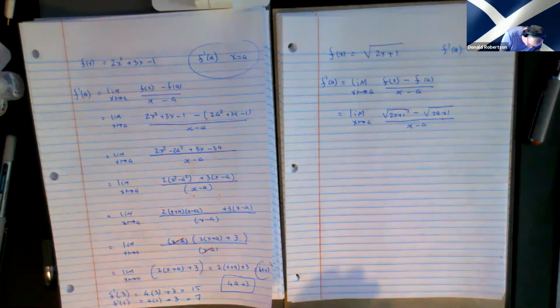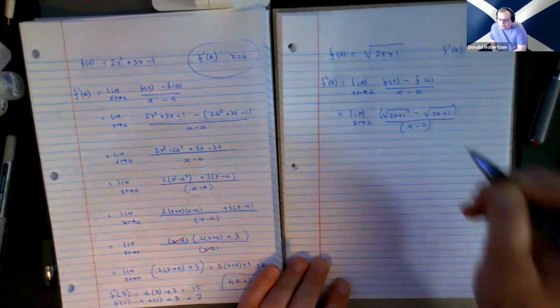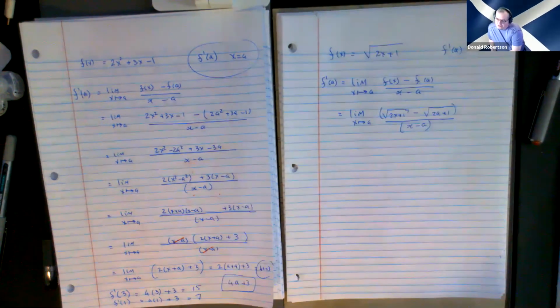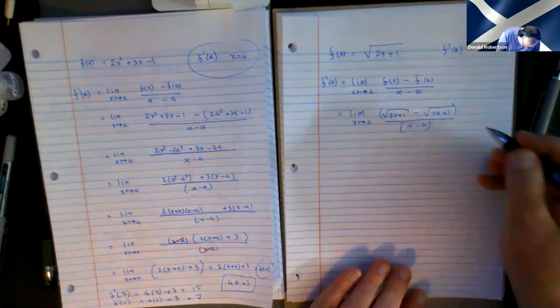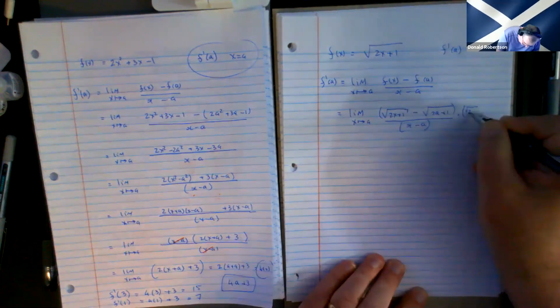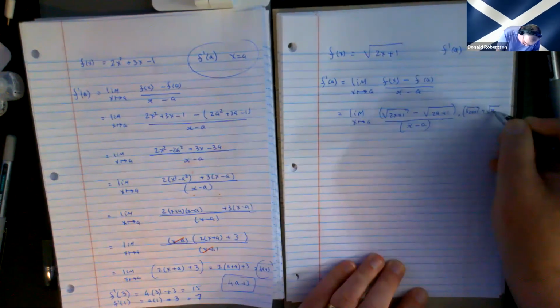Now, I hope we just have done enough of these limit questions with square roots to realize that this is a conjugate method. Would you agree? It's kind of screaming out, use the conjugate method, and it is. So it's going to be the square root of 2x plus 1 add the square root of 2a plus 1, top and bottom.